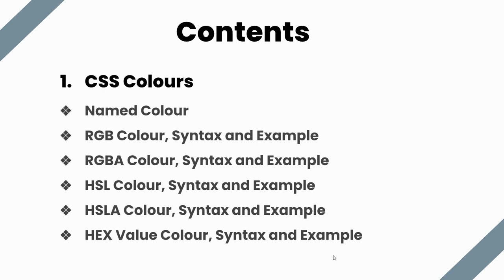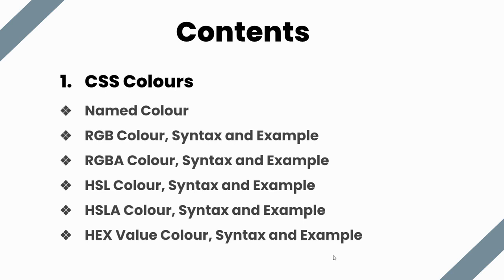And as you can see on the screen, there are 6 different types of color definition. The first is the named color. Second is the RGB color. We'll also look at the syntax and an example of how it would look when we use it to style an element. Next, we have the RGBA color.